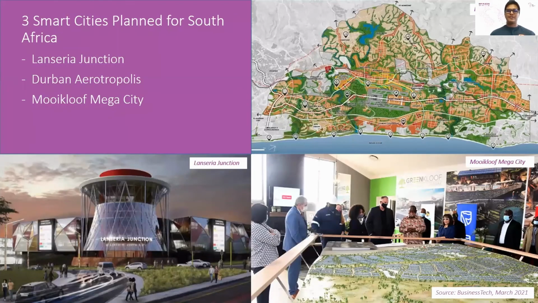So in South Africa, we've got 3 smart cities that are planned. The first one is the Lanseria Junction, right? You can see the image on the bottom left corner, the Durban Aerotropolis, okay, the top right corner, and Mooikloof Mega-City, which is the bottom right corner. Right, so this is as per Business Tech. They are a very good, reputable source of information. And this is what South Africa is looking at from generating a smart city, which is very, very exciting. So let's unpack these 3 and look at what's happening.